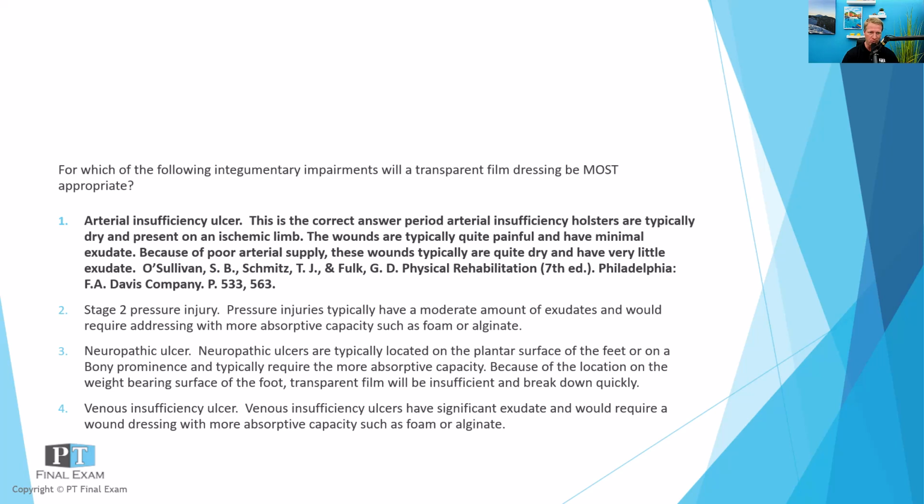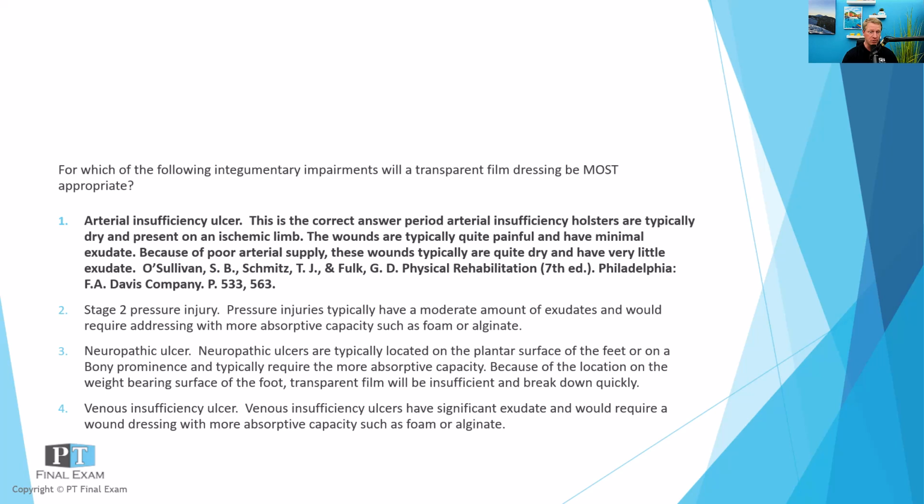So in the case of arterial insufficiency, these wounds typically do have an ischemic, almost necrotic look to them, because, in fact, the O'Sullivan textbook describes it as a dry gangrene. Kind of an interesting description there, a dry gangrene. Say that 10 times fast.